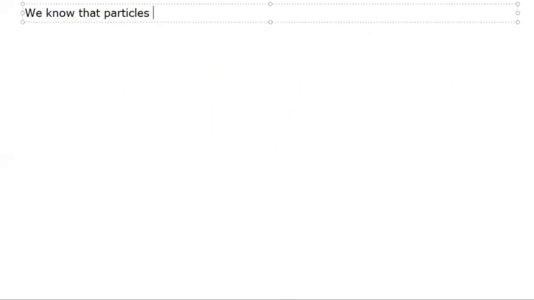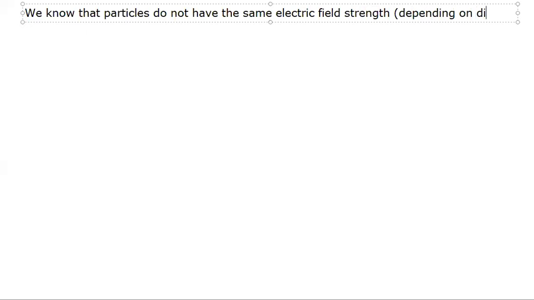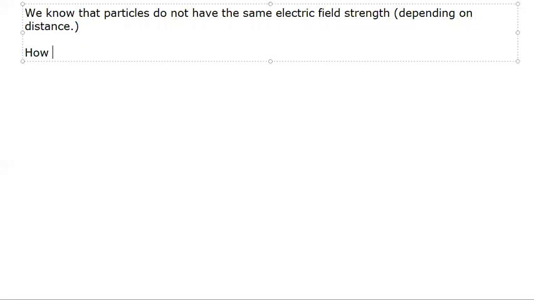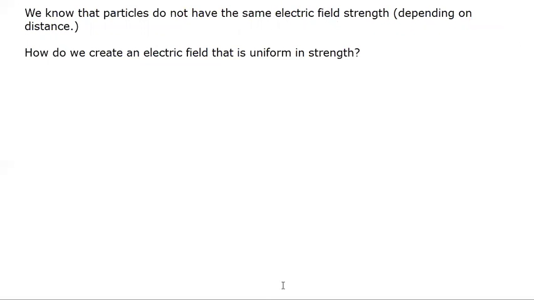So the next question we're going to be thinking about is this. We know that particles do not have the same electric field strength depending on distance. How do we create an electric field that is uniform in strength? Draw two parallel lines.